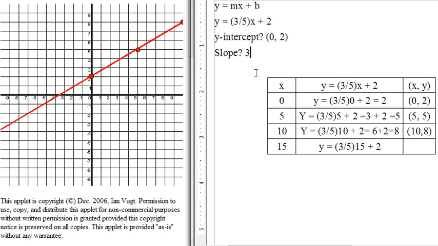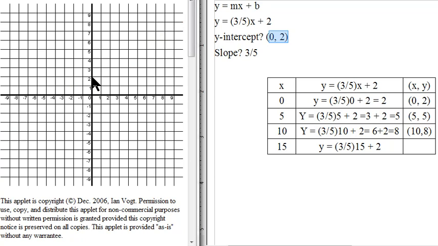Now, the second way to graph utilizes this. I just start at the y-intercept right there, and then I get the next point by moving up 3 and over 5. Up 3, over 5 gives me another point. If I draw the line through these points, I get exactly the same line as I did by finding the chart. So that way is a little shorter.